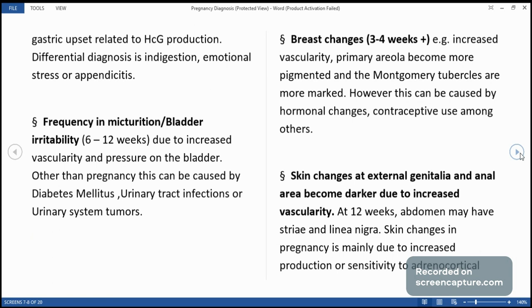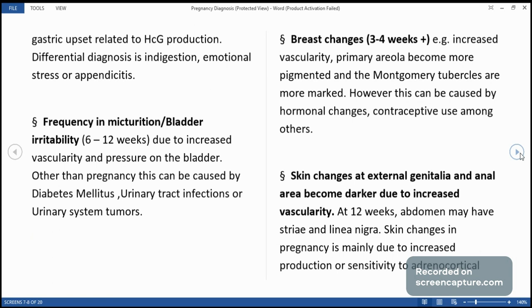Okay. So other than pregnancy, frequency of micturition can be caused by diabetes mellitus. They always have what we call polyuria. Polyuria is also the same as frequency of micturition. They will frequently go to pass urine, and they'll be passing a copious amount of urine. Urinary tract infection (UTI) or urinary system tumors can as well give us frequency. So that is why it is a possible sign, and it is not a probable or positive sign.